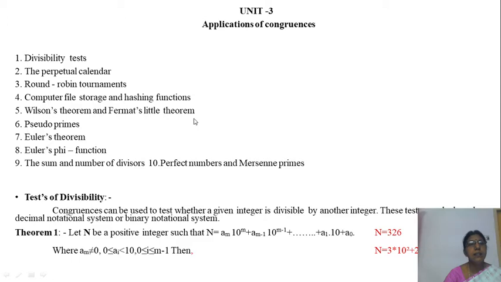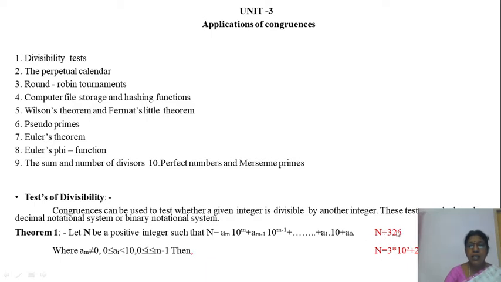Next, 3 divides sigma ai. Sigma ai means am plus am minus 1 and so on plus a0. If this sum is divisible by 3, then n is divisible by 3. I think all of you know it. See here, what are the coefficients? 3 plus 2 plus 6, the sum is 11. The sum is not divisible by 3, so the total number n is not divisible by 3. You know this.